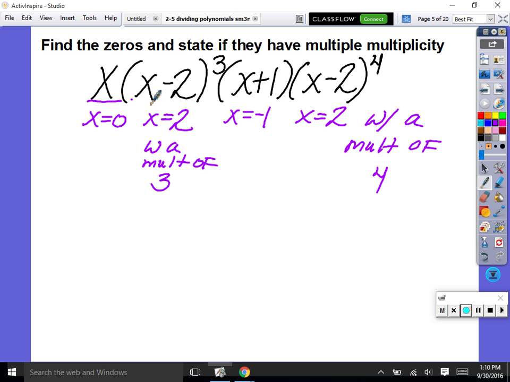So we have x to the first, x to the third, x to the first, and x to the fourth. 4, 5, 6, 7, 8, right? That was for that. 9, wouldn't that be degree 9? Positive x to the 9th, so we would have opposite end behavior, down and up. Did everybody see how I did that?